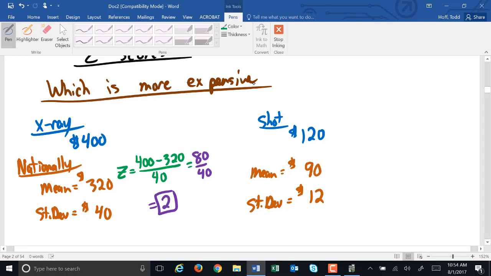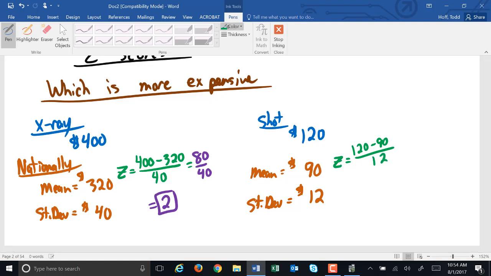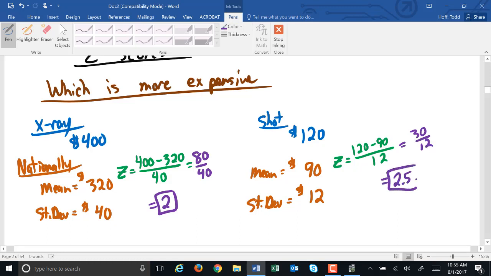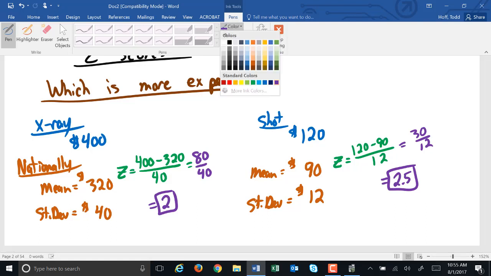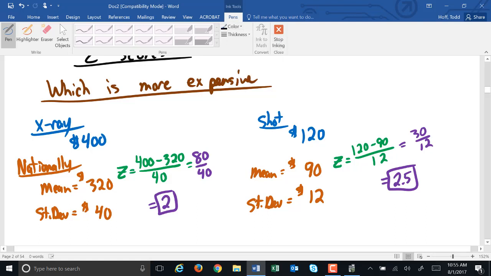Let's look at the shot. How do we find the z-score for the shot? 120 minus 90 divided by 12. So 120 minus 90 is 30 divided by 12 is 2.5. The shot is 2.5 standard deviations above the national mean.